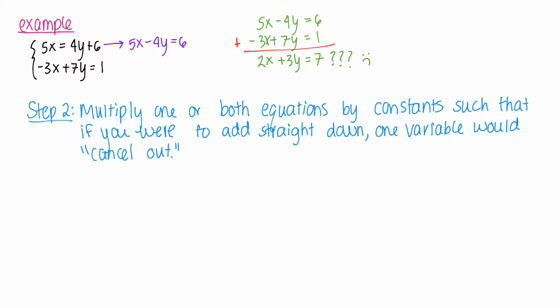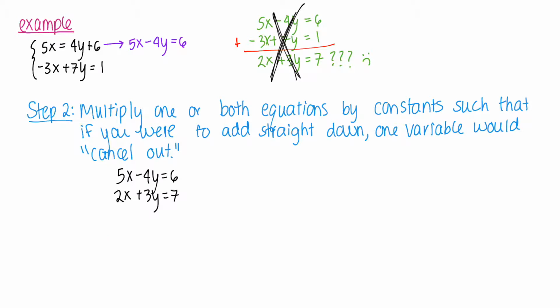So I'm going to rewrite this guy. 5x minus 4y is equal to 6. 2x plus 3y is equal to 7. And we're not using this at all. This was just for illustrative purposes, to show that nothing good happened when we just added them straight together.